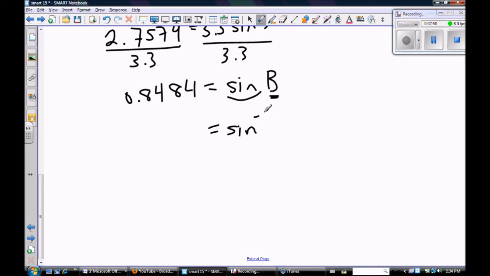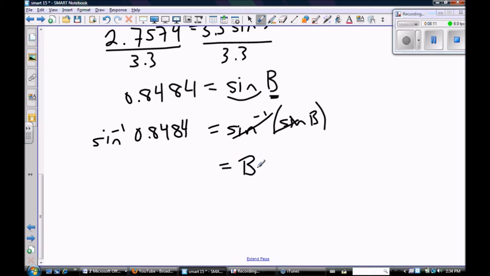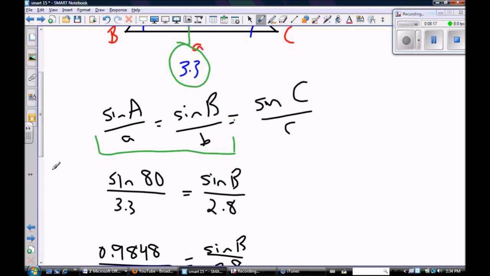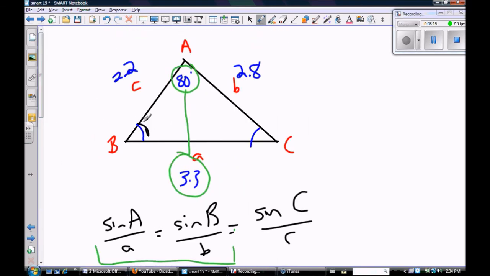Inverse sine. So inverse sine is the exact opposite of sine. And on your calculator, it's probably second function sine. So here, inverse sine and sine eliminate each other. I'm left with B, and this I punch into my calculator, and I get 58 degrees for the angle of B. So now I know that this is 58 degrees.